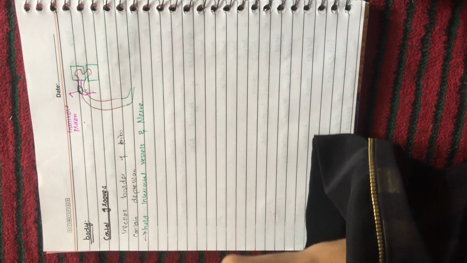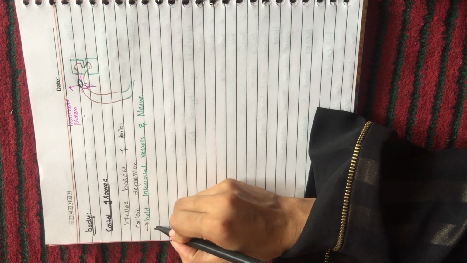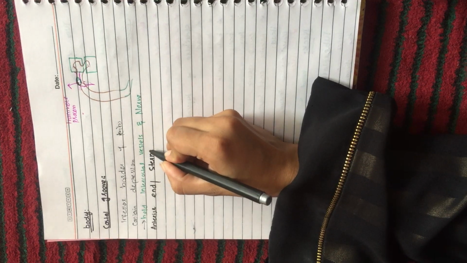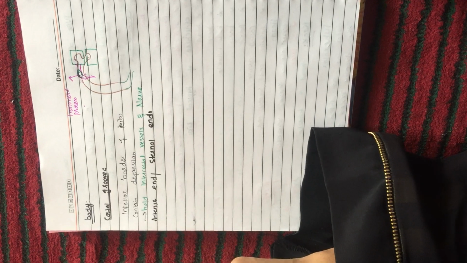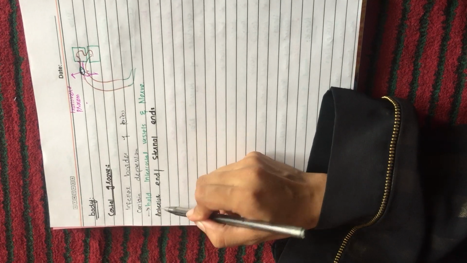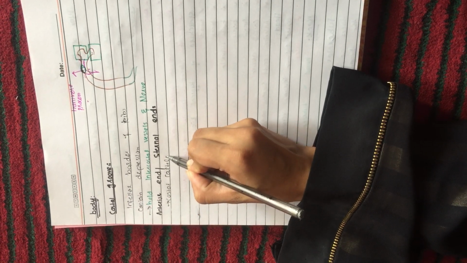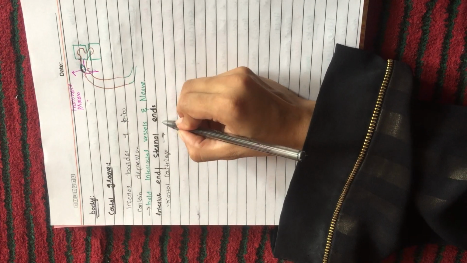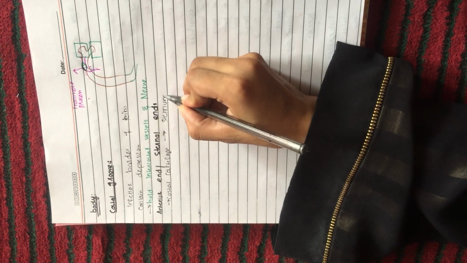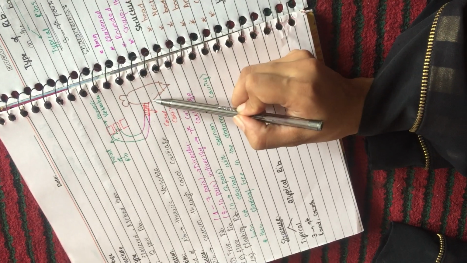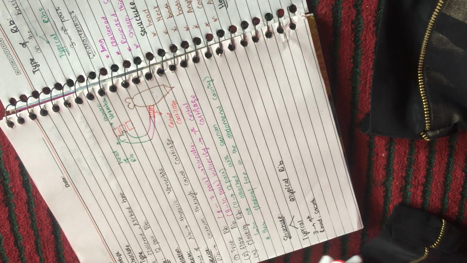The next is the anterior end or sternal end. Ribs contain a depression at the anterior end for costal cartilage, which connects to the sternum. Through this costal cartilage, now we can see in the diagram that this is the sternum, this is the anterior end of the rib. Through costal cartilage, the rib is connected to the sternum.